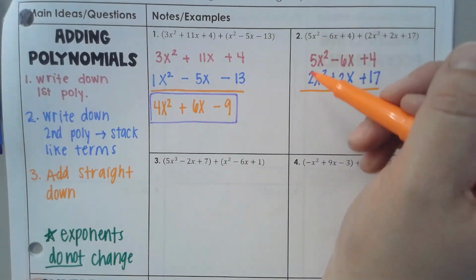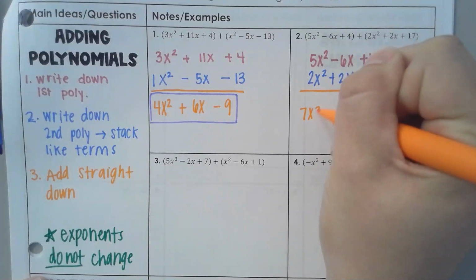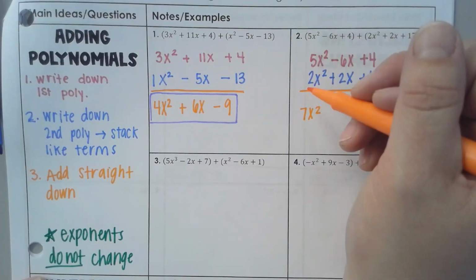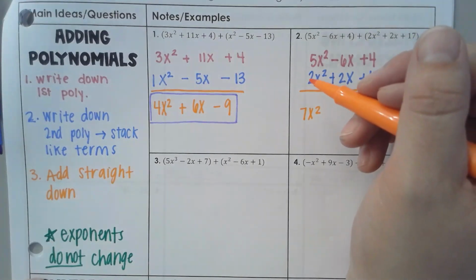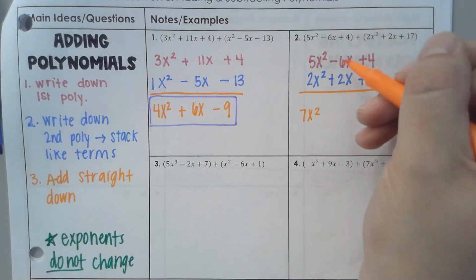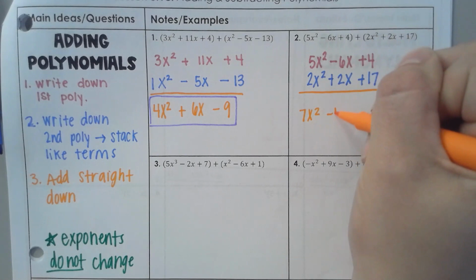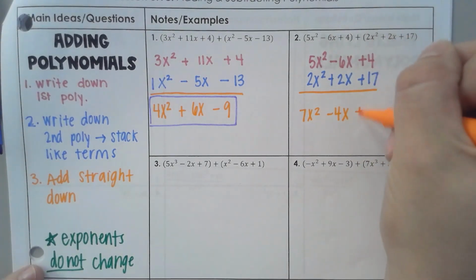So we do 5 plus 2, which is 7 x squared. So really you're only adding the numbers in the front. When you're adding or subtracting, you don't do anything with the exponents. What's negative 6 plus 2? Negative 4x. And 4 plus 17? Plus 21. Very good.